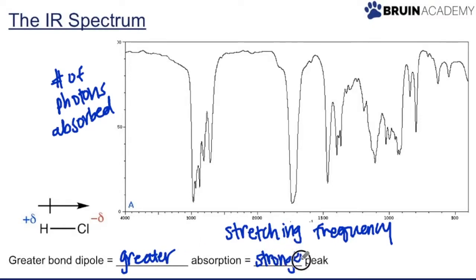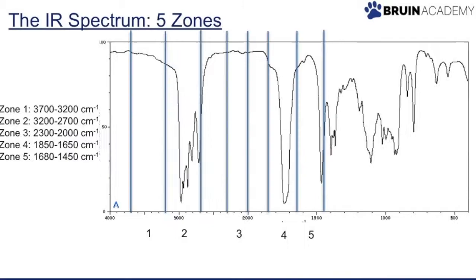So if you're looking at an IR spectrum like this, this is considered a pretty strong peak, especially this one right here. This represents a pretty strong bond dipole relative to something like this, which is a little bit weaker. So this represents a weaker bond dipole.